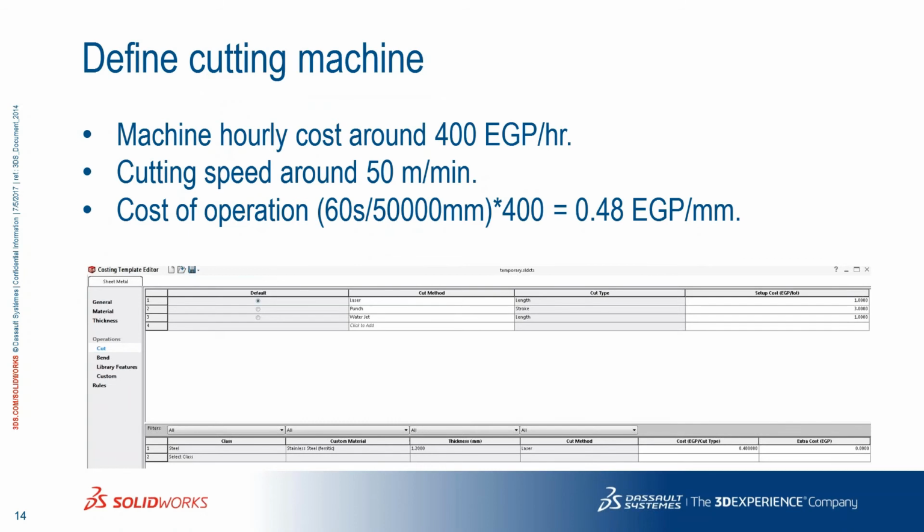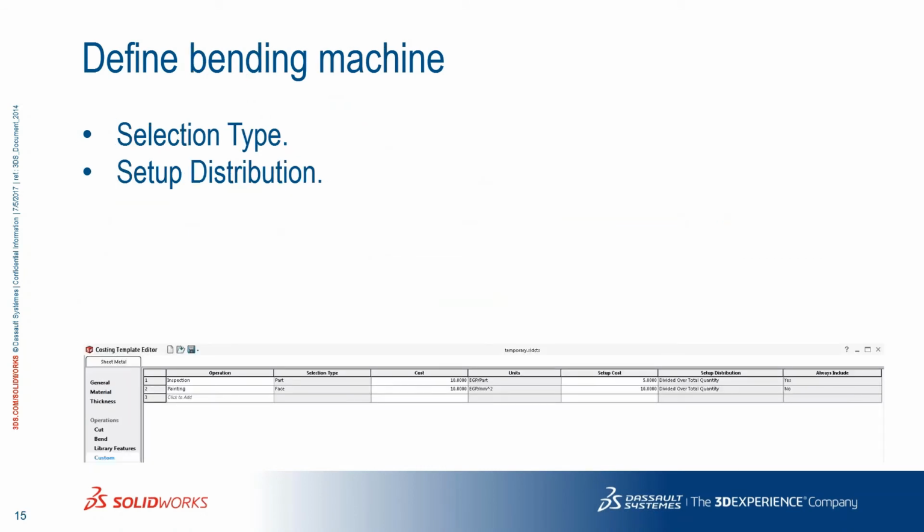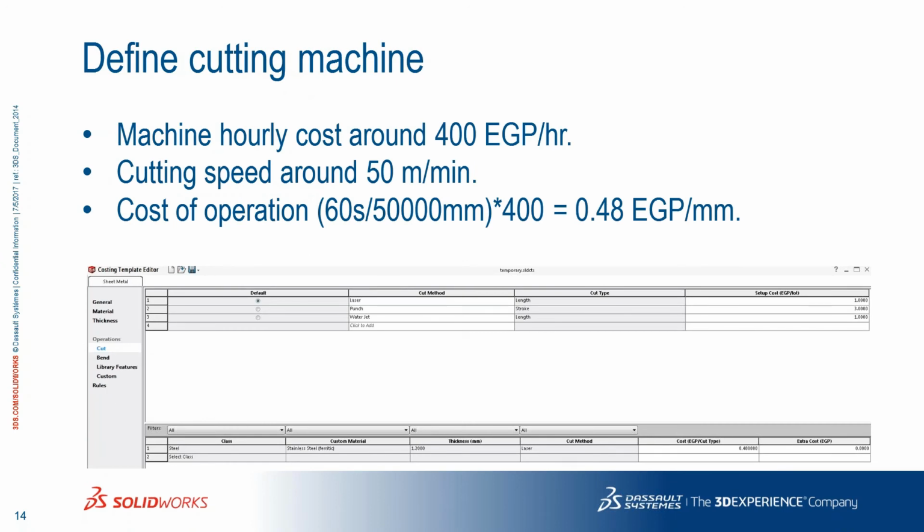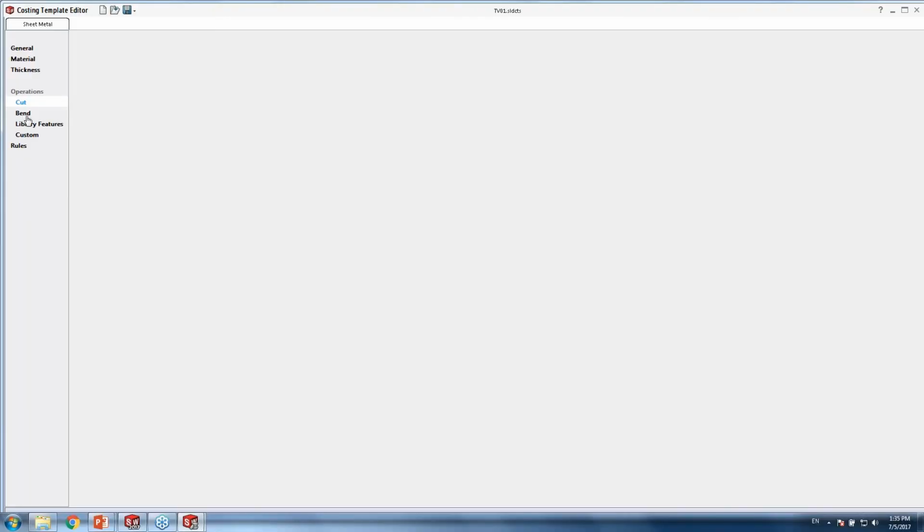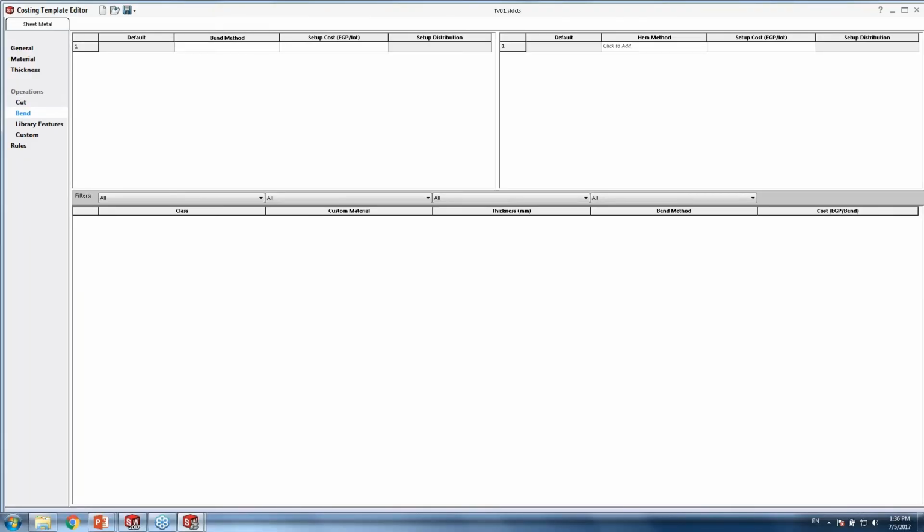Back to the PowerPoint. The next step is to define the bending machine. We have 2 aspects here, which are the selection type and the setup distribution. Actually, let's move forward to the bending machine, because in the bending machine, again, you have to list all your bending machines. For example, I have a Trumpf bending machine again. So it's Trumpf bending.